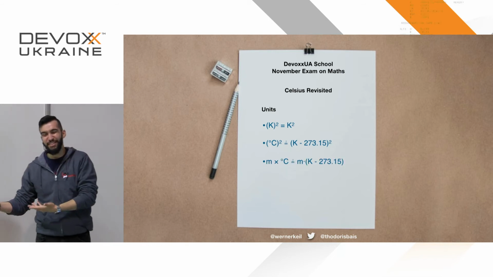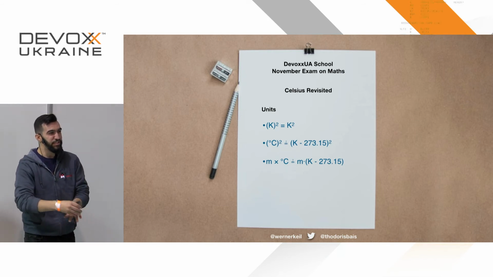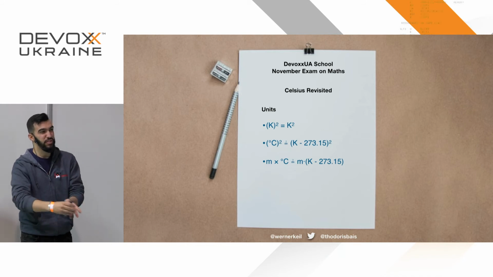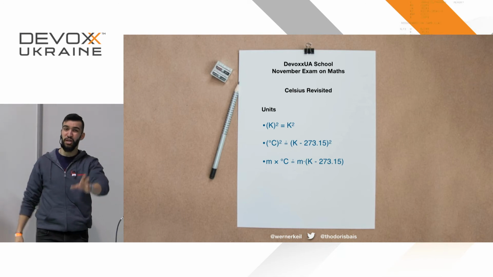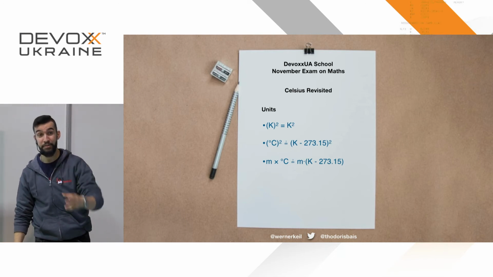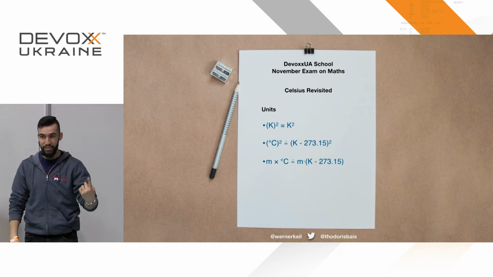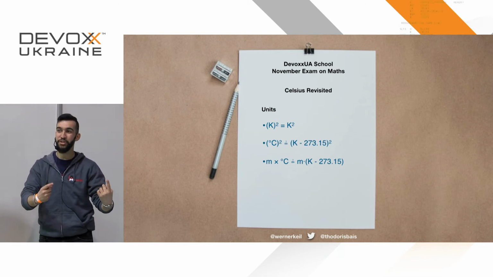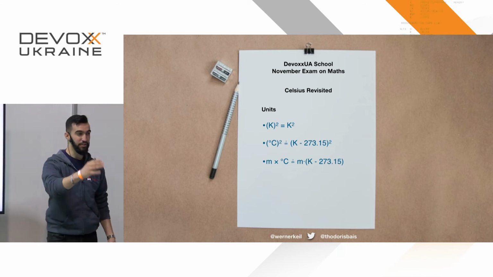Okay, what is this one? I don't like it, right? Meters times degrees Celsius, is that equal to meters times Kelvin minus 273.15? Of course not. However, I need to admit there is also one more corner case here, where you might want to use the meters times degrees Celsius.